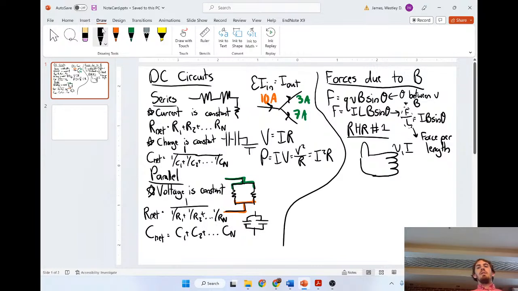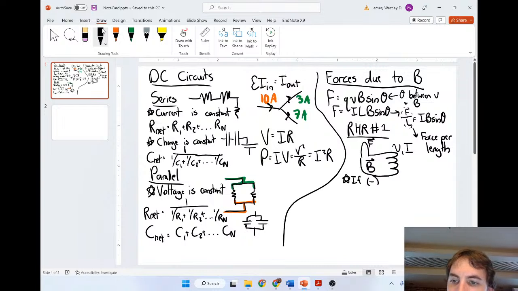But anyway, back to the right-hand rule. I just put the equation up there because you use the same rule for both things, current carrying wire or moving charge. So your fingers point in the direction of current, your palm points in the direction of the magnetic field, and your thumb gives you the direction of force. There you go. This is the force on a positive charge.